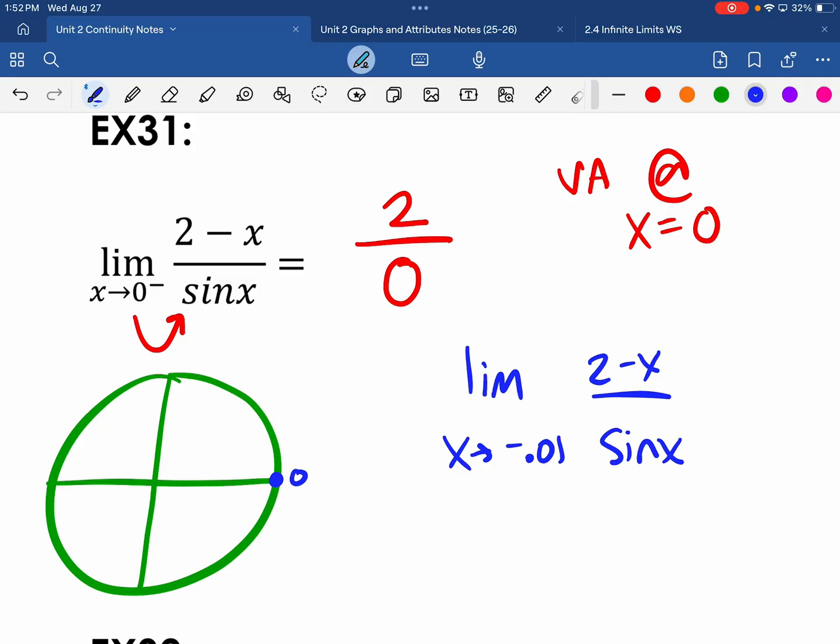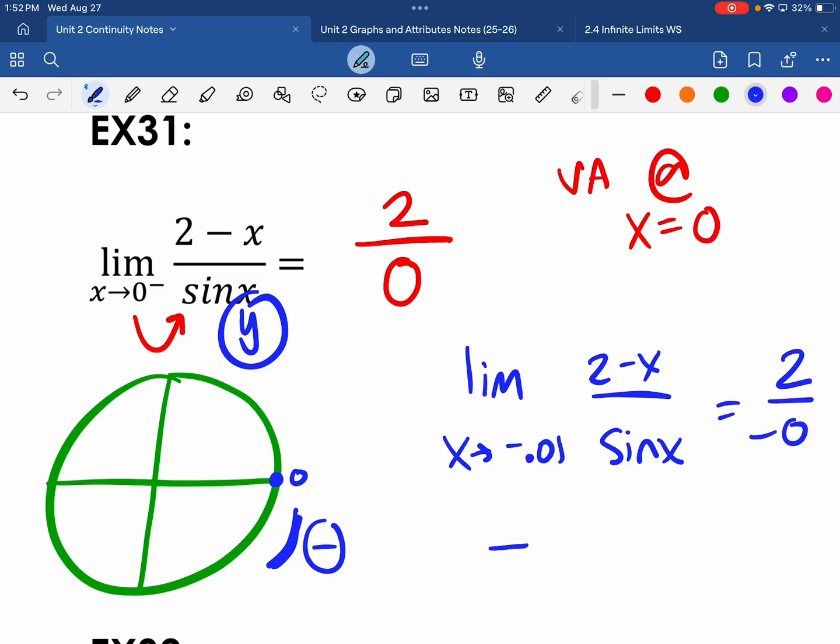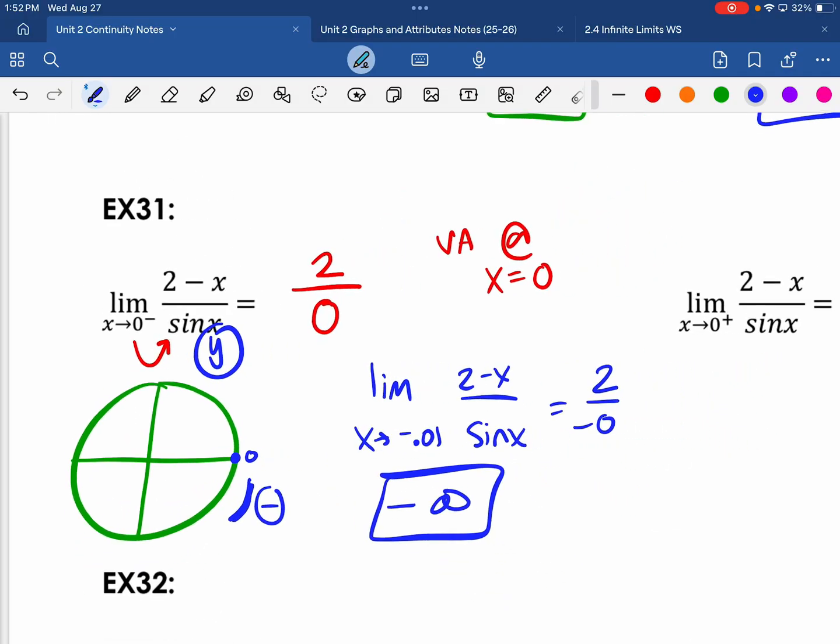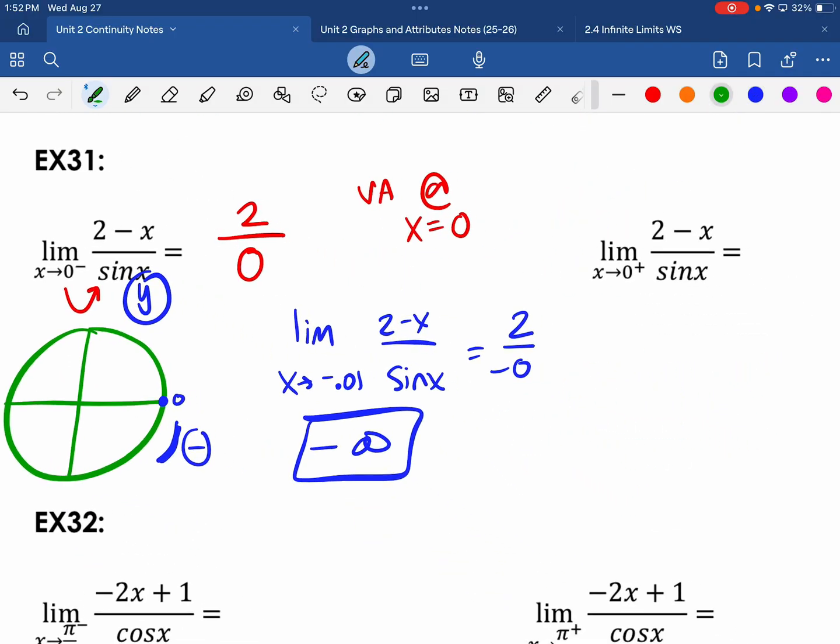Negatives go backwards, right? So I know I'm going to be over here in this quadrant for the left side. And we're talking about sine. Is sine x or y? y. Is the y value down here positive or negative? It's negative. So we have 2 over a negative 0, which is going to be negative infinity.